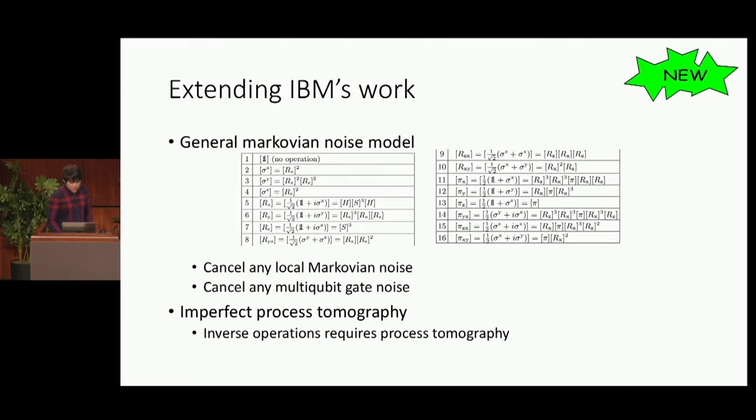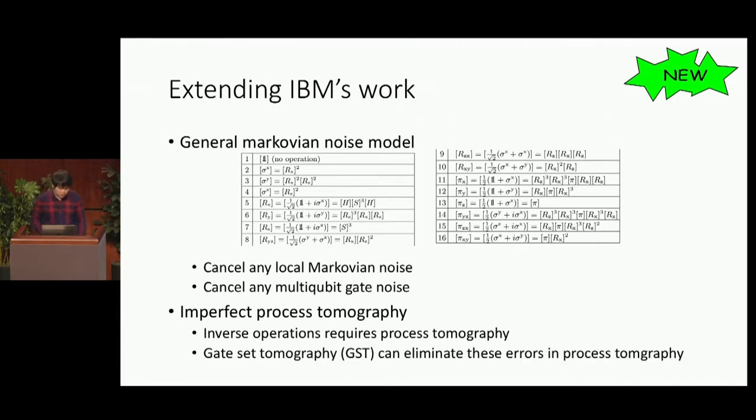Another problem is that in the negative probability method, we need to perform a process tomography to obtain the probabilities. But in practice, we may also have imperfections in the process tomography. So we may also introduce errors from the process tomography. But fortunately, as we just focus on the average value of the measurement outcome, we can apply the gate set tomography method to eliminate these errors in process tomography.